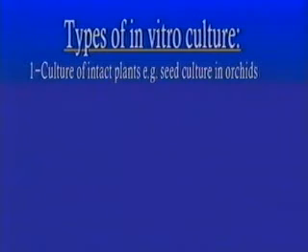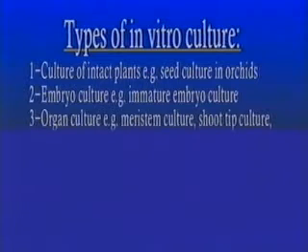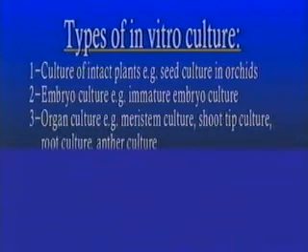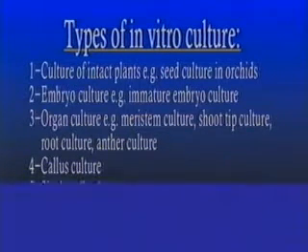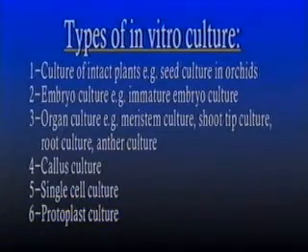Culture of intact plants, for example, seed culture in orchids. Embryo culture, for example, mature embryo culture. Organ culture, for example, meristem culture, shoot tip culture, root culture, anther culture. Callus culture, single cell culture, and finally, protoplast culture. The area of micropropagation is, however, what we endeavor to cover in this video.